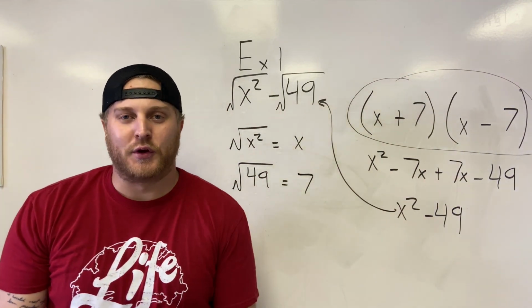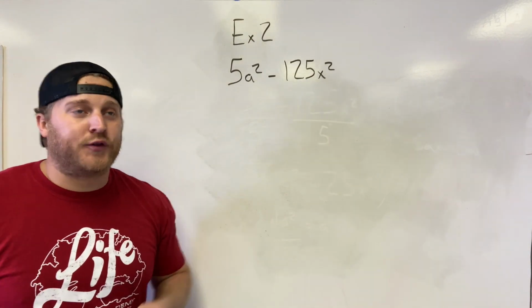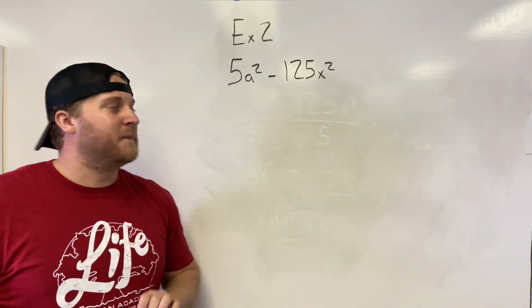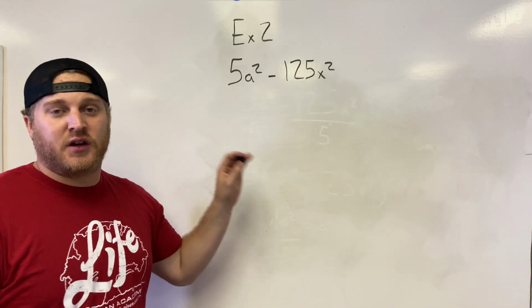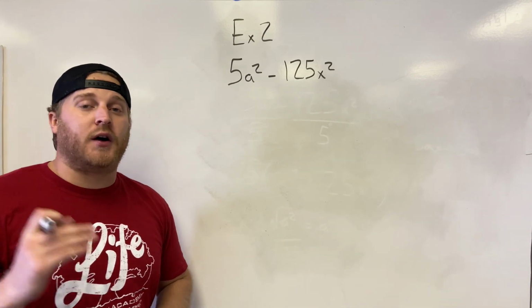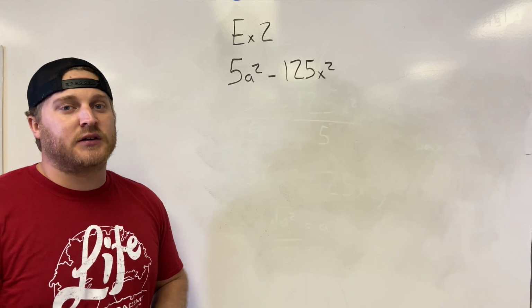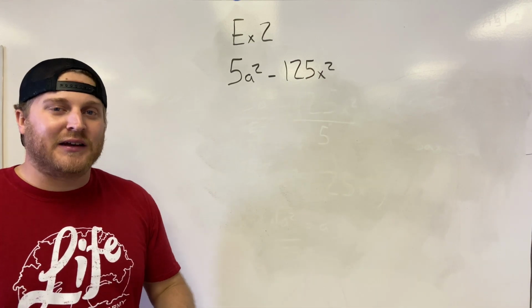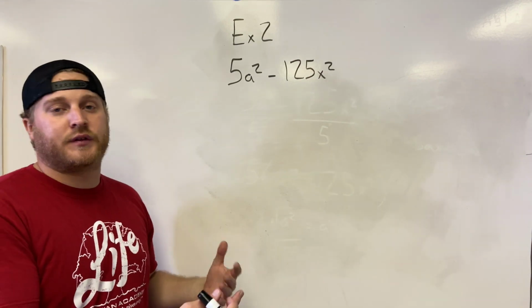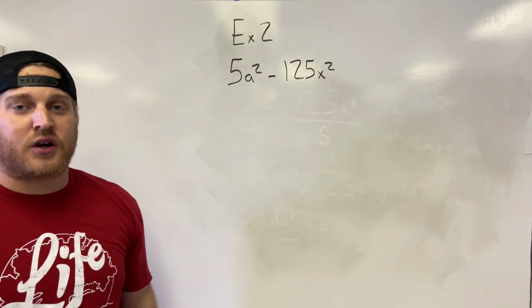Let's try another example really quick. All right, example 2, we have 5a squared minus 125x squared. Now, this one looks a little bit different than our first example, but we can follow the same exact steps and still get our answer. So the first thing we're going to do, step 1, is factor out anything that's in common between all of the terms.